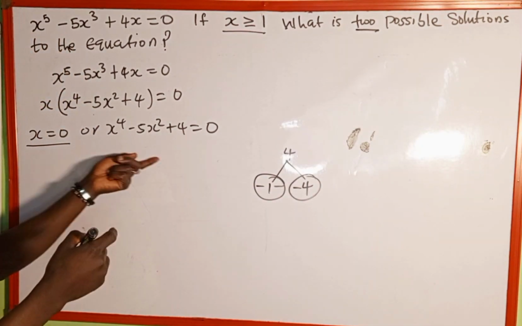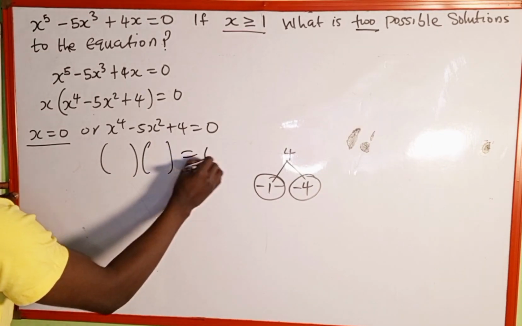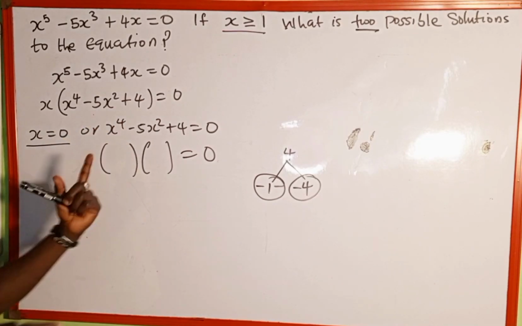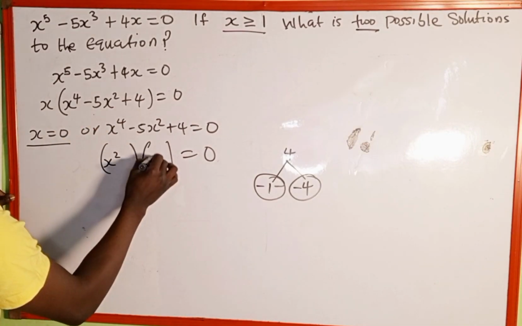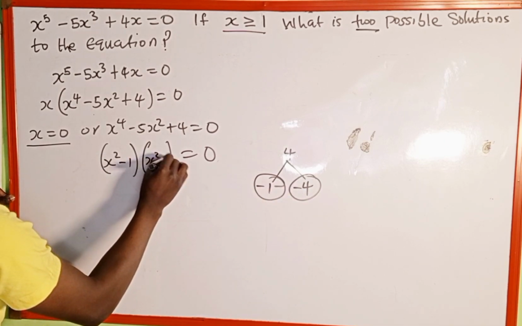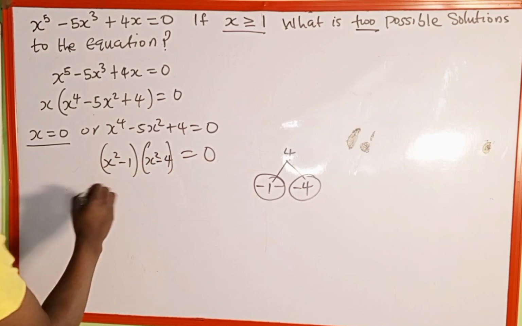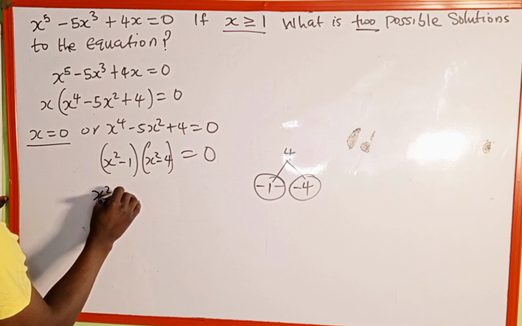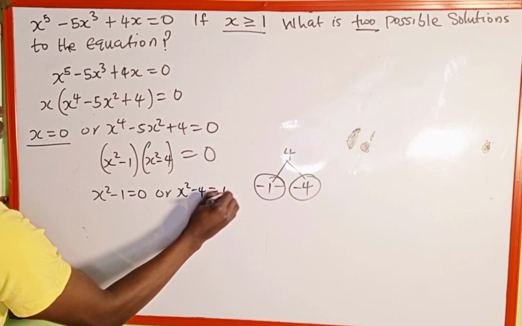So in factorization, what do we do? We open two brackets, and we equate it to 0. Now, x is raised to the power of 4, so we're going to take half of it. It's going to be what? x to power 2. Then here, x to power 2. The first number is negative 1. The second number is negative 4. And also, when two terms are multiplied and equal to 0, it's either the first one, x squared minus 1 is equal to 0, or x squared minus 4 is equal to 0.